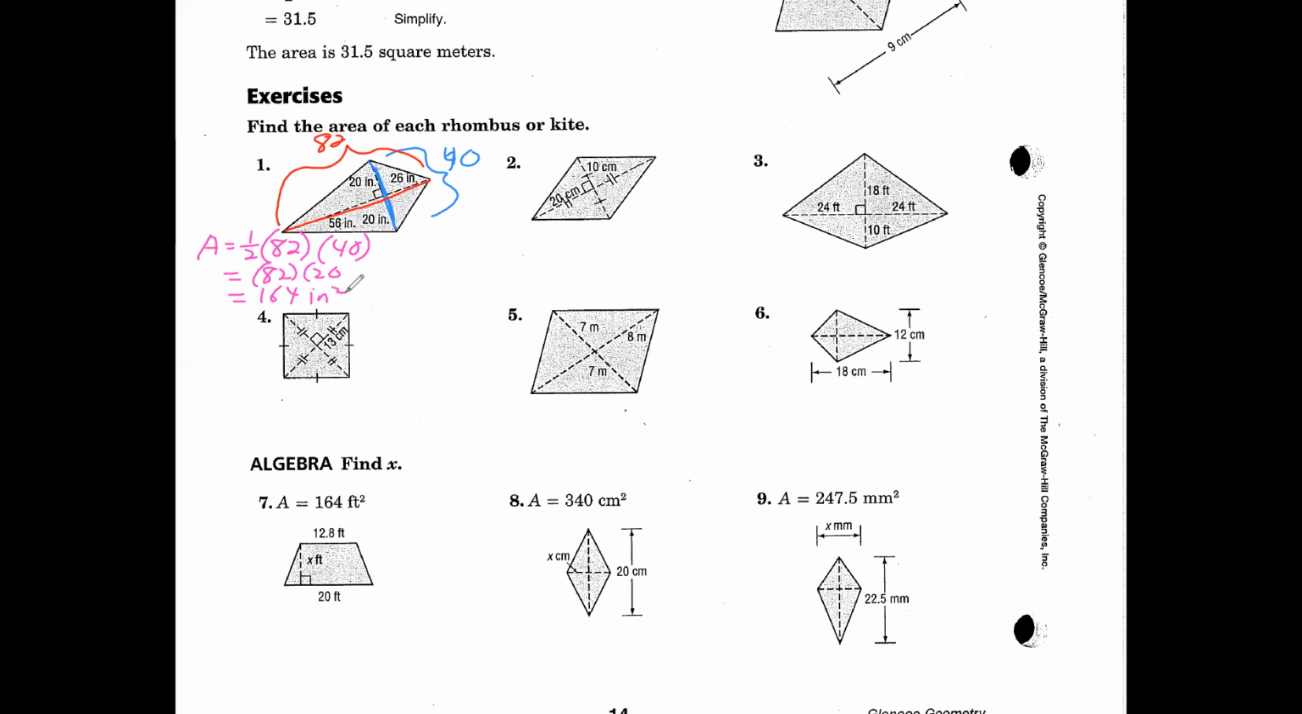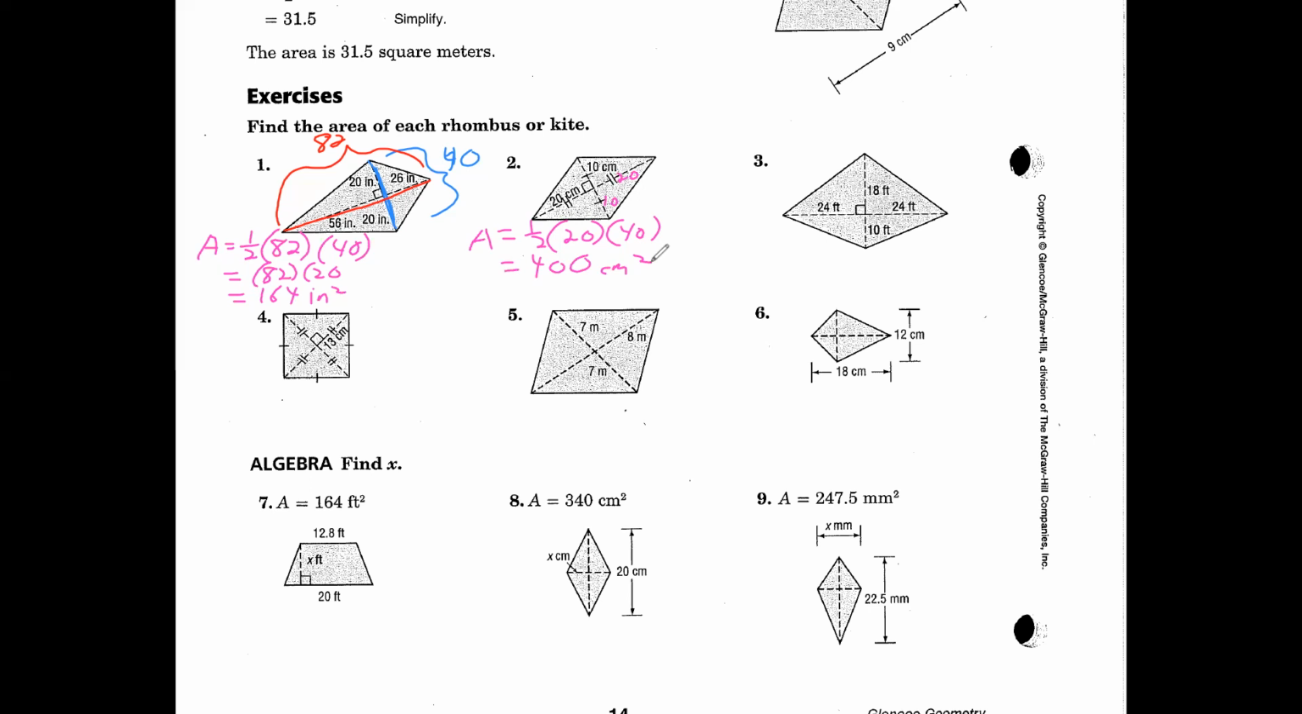On number 2, they don't give us the other parts, but they have congruency marks on there. So we have 10 for the one piece, so the other piece must also be 10. This is 20, so the other piece must be 20. So again, plug them in, area equals 1/2. If I add those together, that's 20. If I add those two together, that's 40. So 1/2 of 20 is 10. 10 times 40 is 400 centimeters squared.